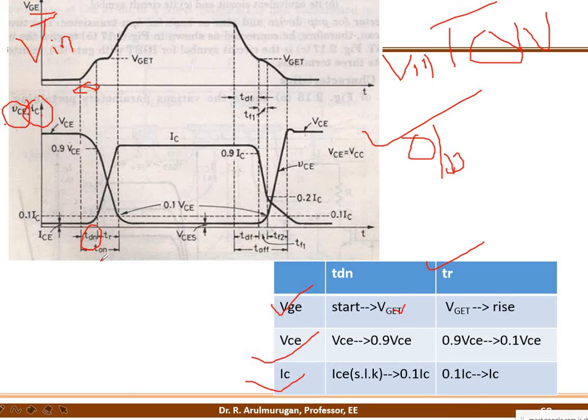Simply, I want to finish. So the delay time is increased. It is going to rise from the minimum value of the input voltage to the saturation value. This is called the delay time.